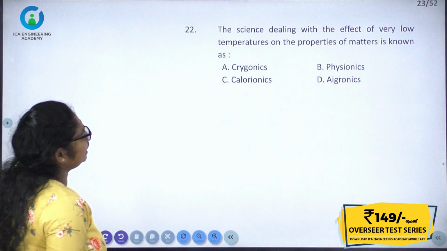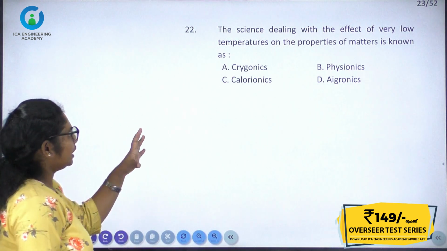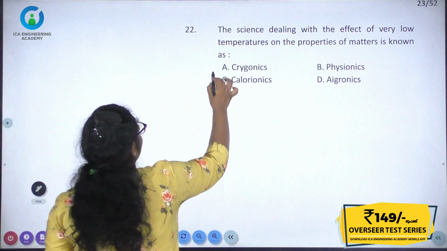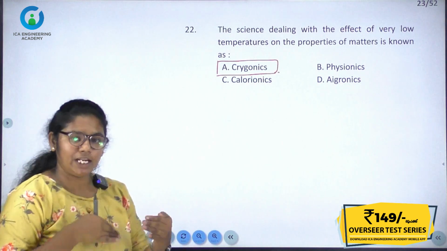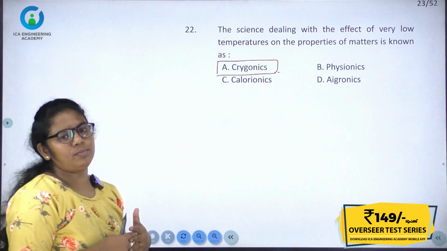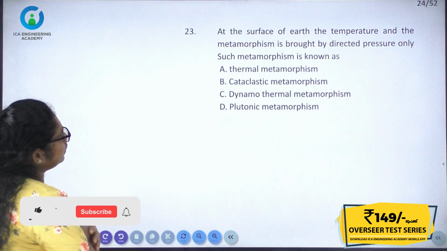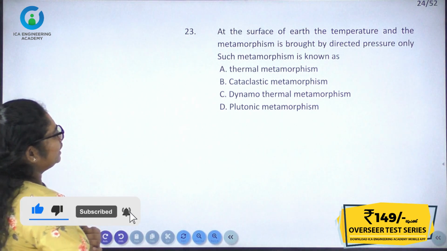The science dealing with the effect of very low temperature on the properties of matter. The other options, like calorics and physics, are different. That is called cryogenics. The science dealing with the effect of very low temperature on the properties of matter is called cryogenics.